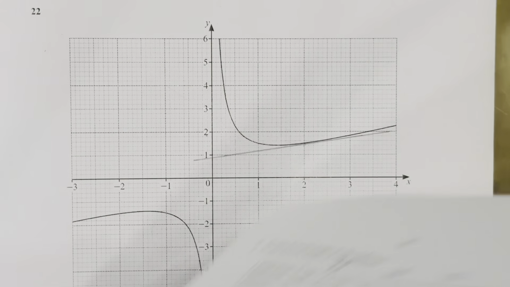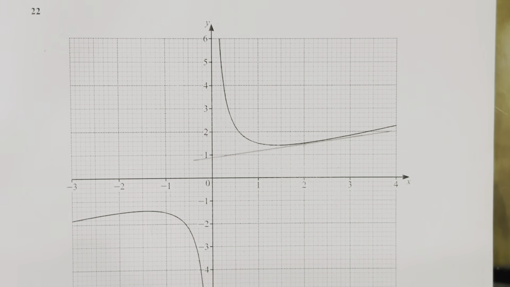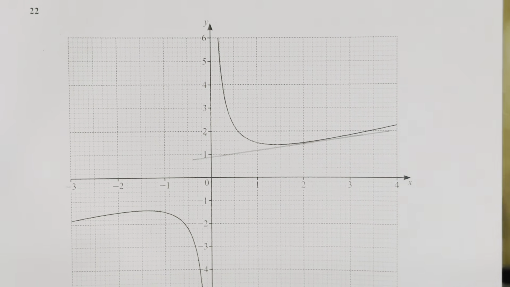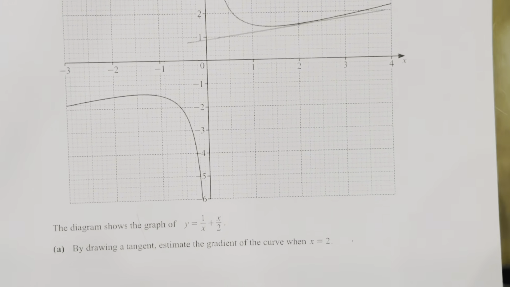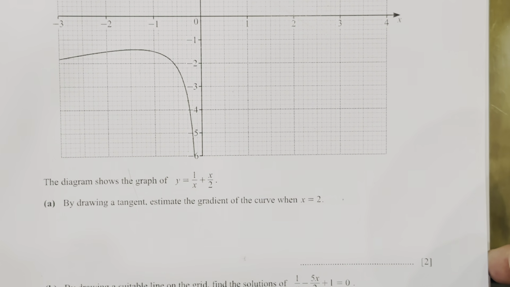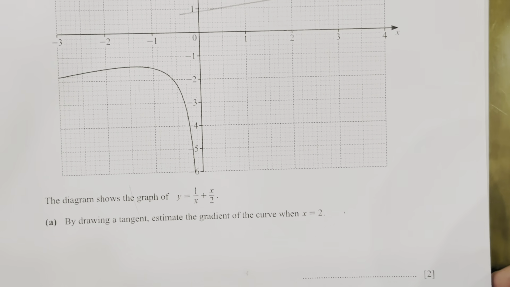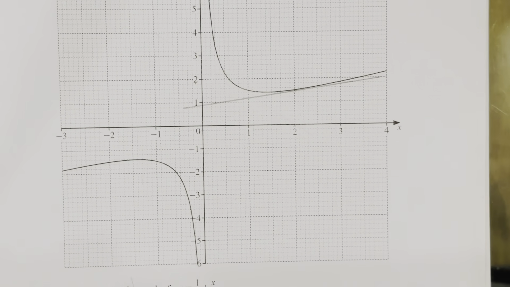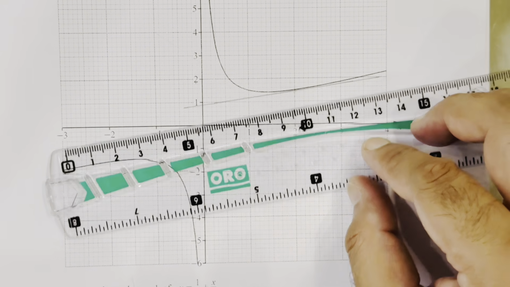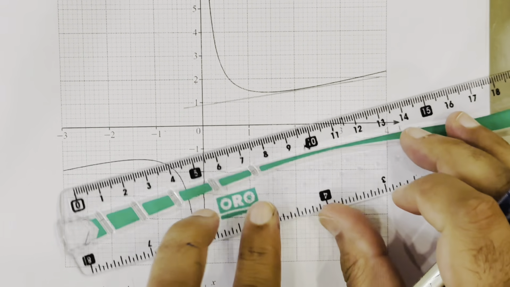Moving to question number 22. Question number 22 is the trickiest question of this paper. The diagram shows the graph of y is equal to 1 over x plus x by 2. By drawing a tangent, estimate the gradient of the curve when x is equal to 2. We need to plot the graph and the gradient at x is equal to 2. So you need to plot very carefully. I have already plotted with the lead pencil, because you need to draw very carefully.